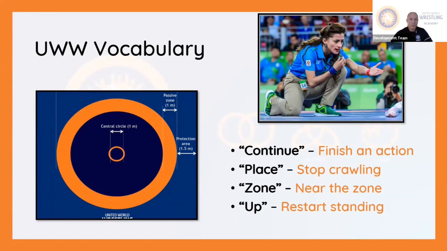The next word is zone, and I put this picture up here of the mat of the wrestling area, and you can see that when we talk about zone, we're talking about that passive orange zone that goes around the mat. So this area that goes all the way around this, in that 1 meter area. So when wrestlers start working towards the zone, you want to indicate that to them.